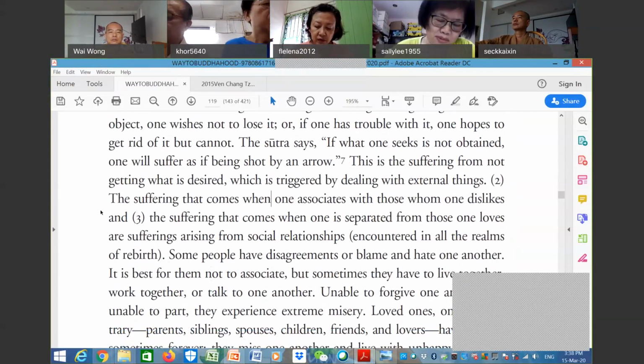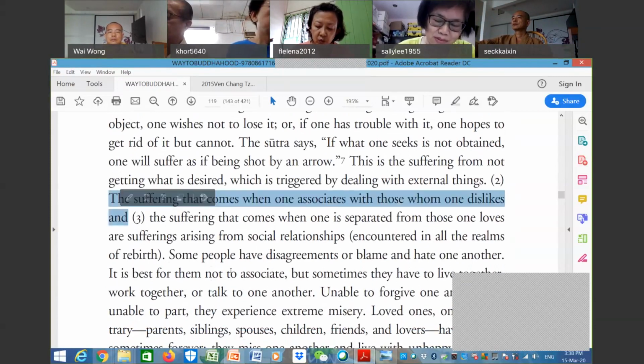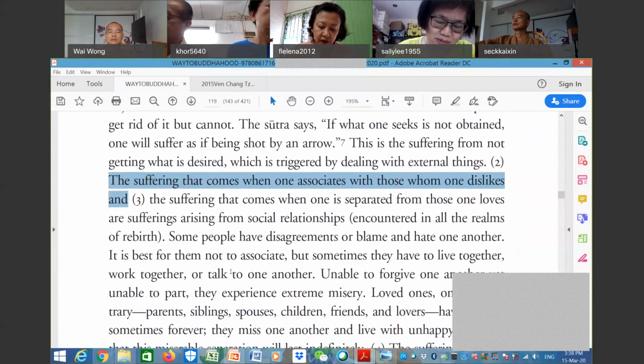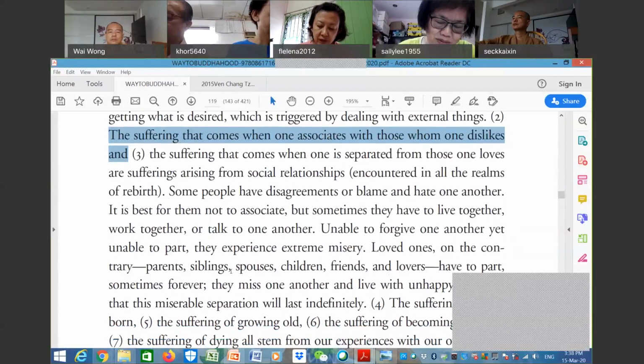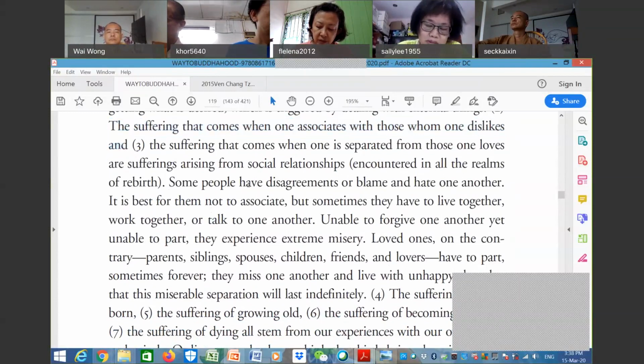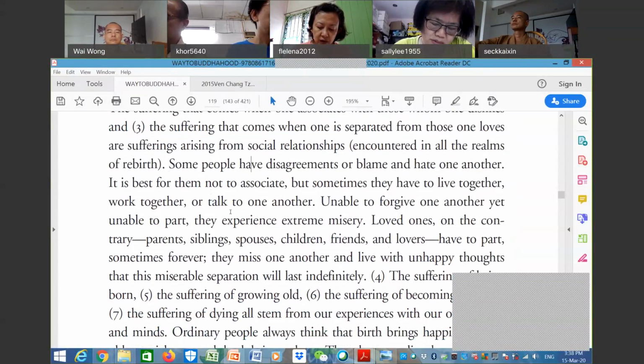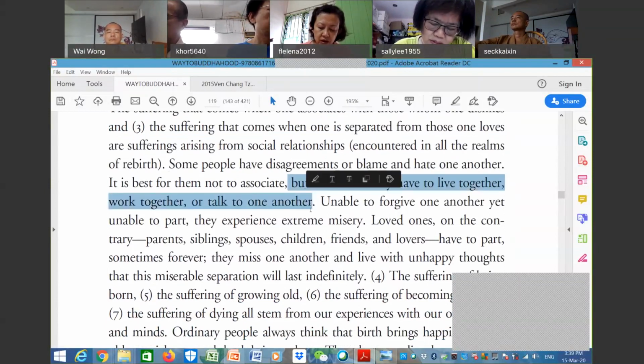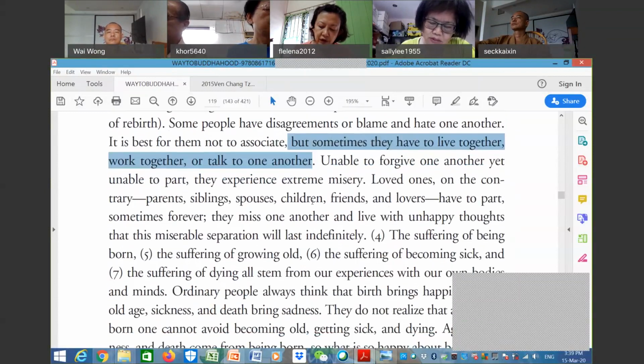The suffering that comes when one associates with those whom one dislikes, the suffering that comes when one is separated from those one loves, are suffering arising from social relationships encountered in all the realms. Some people have disagreement or blame and hate one another. It is best for them not to associate, but sometimes they have to live together, work together, or talk to one another. Unable to forgive one another, yet unable to part, they experience extreme misery.